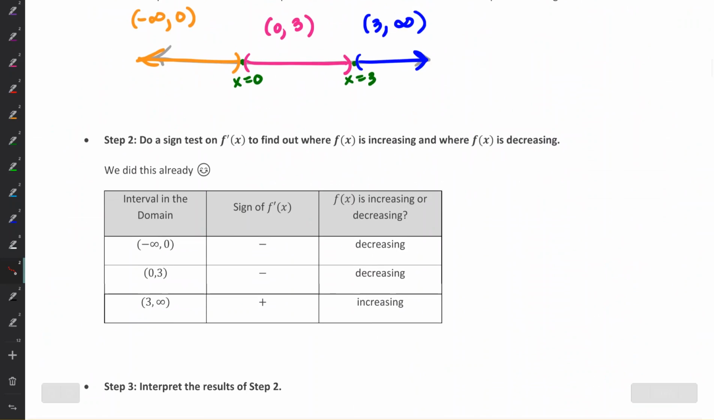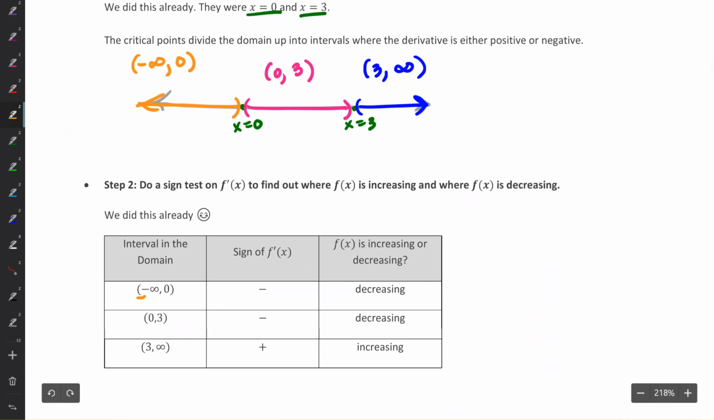So on this interval, my first derivative is negative, so my function is decreasing, right? Negative slopes look like that. On this interval, my first derivative was also negative. Negative slopes look like that. My function is decreasing. And then on this interval, my first derivative was positive, so my function was increasing. Looks like that, right? So now all we have to do is interpret these results.